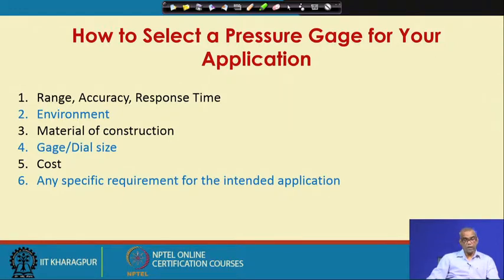So, there are various factors which will govern the choice of a pressure gauge, but the most important ones will be the range of pressure, the accuracy required and the response time, and of course, whether corrosive liquid or dirty liquid is being used, and the cost. So, these factors will govern the choice of pressure gauge for our application.